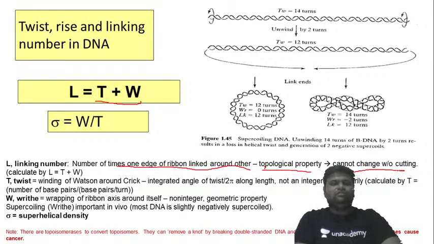And T is the twist, the winding of the Watson-Crick strands, integrated angle of twist by 2 pi along the length. It is not necessarily an integer, and W is the writhe, that is the wrapping of the ribbon axis around itself. It is a non-integer and geometric property. And sigma is the superhelical density. It is calculated by W by T, writhe by twist. It is known as sigma.